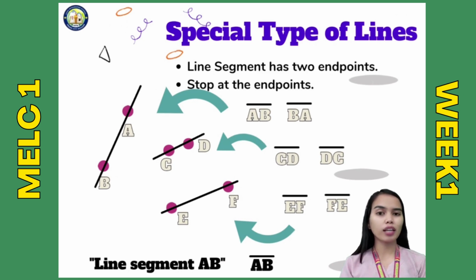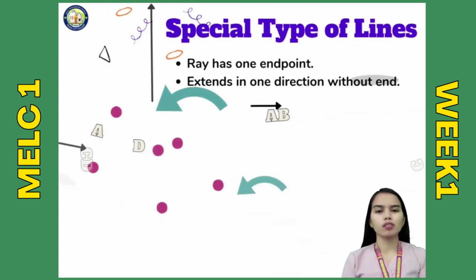Pwede rin basahin ito na segment lang. Segment AB or segment BA, segment CD or segment DC, segment EF or segment FE. So again, take note. Pag walang arrowheads, ang tawag is line segment or segment. So let's move on to the next slide.